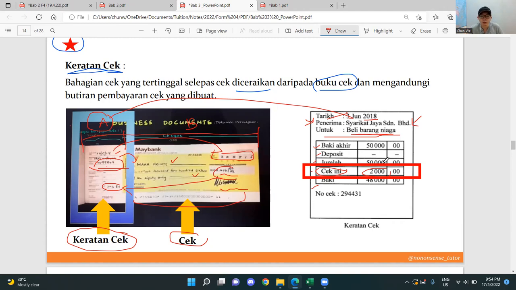And what is the number of the check? Because every check, you see all these numbers? All these are check numbers. There's a record for it. So next time when you want to find out, hey, what is check number 431 for? You go to your check book, flip to 294431 and it will be there. So it's very important, this keratan check. Do you all understand? If yes, give me a yes. Y-E-S, yes.